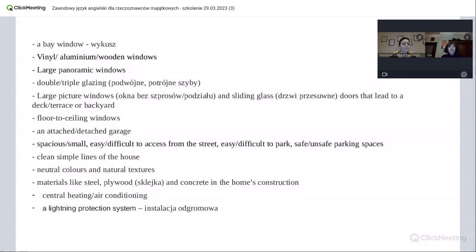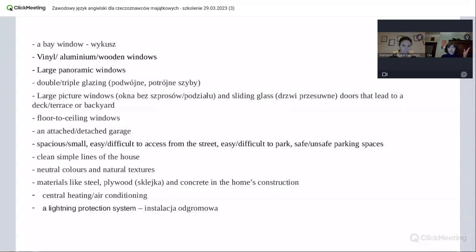And then you've got a bay window, which is wykusz. You can have different materials from which windows are made. You can describe windows in different ways. But the very interesting thing is double or triple glazing. And in Poland, I think double glazing is a standard, and I would say nowadays triple glazing is. In England, I would say single glazing is still quite typical, especially in the older houses. So glazing, szyby, szybowanie, right? And you talk about double, triple, or single.